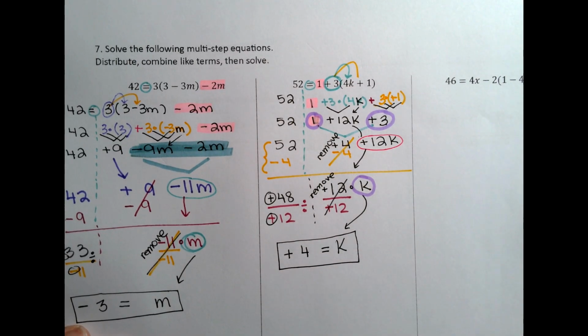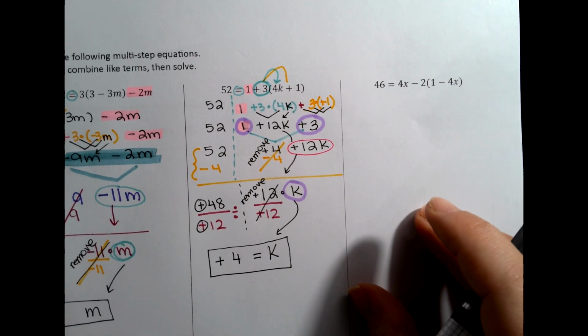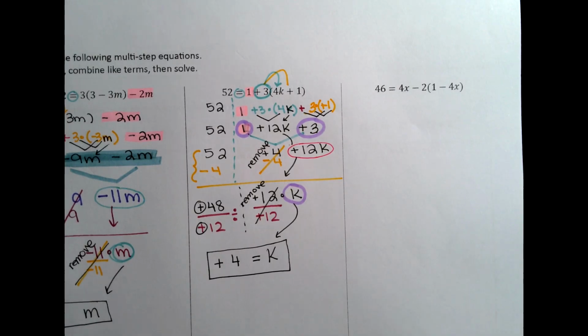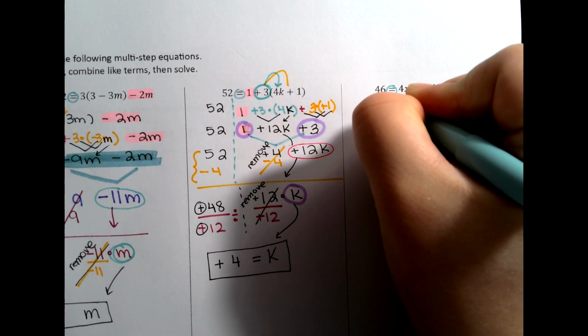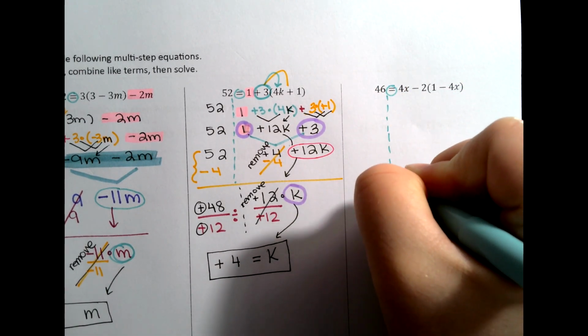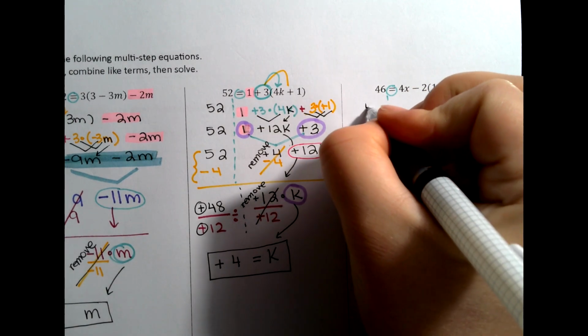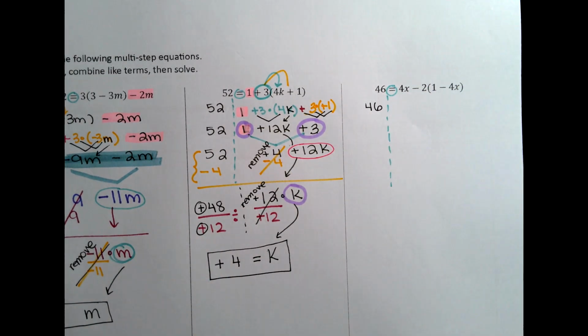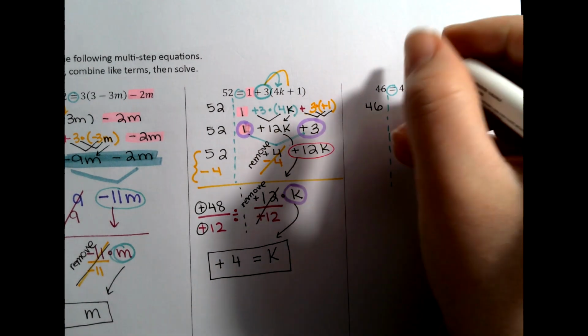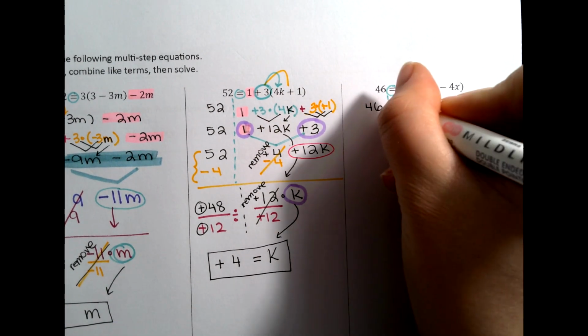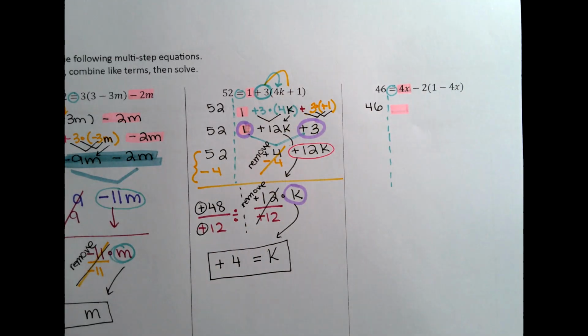Moving on, we get one more multi-step equation. Circle your equals dotted line, bring down the 46. Okay, so lots happening here. Let's go ahead and highlight what is not part of the distributive property. So we have a 4x in the front. So we're going to keep that 4x.